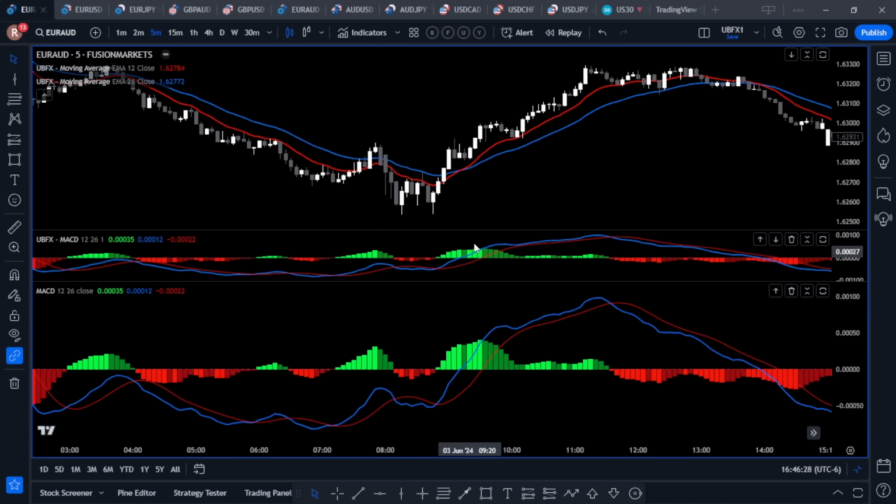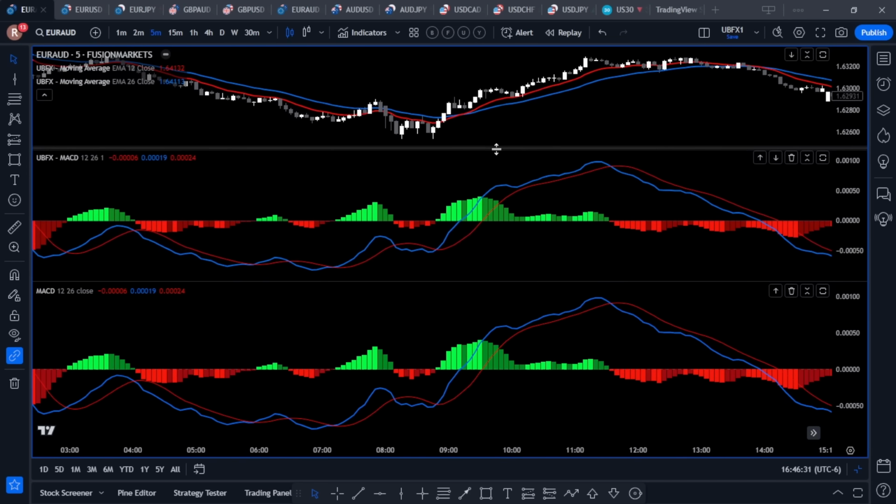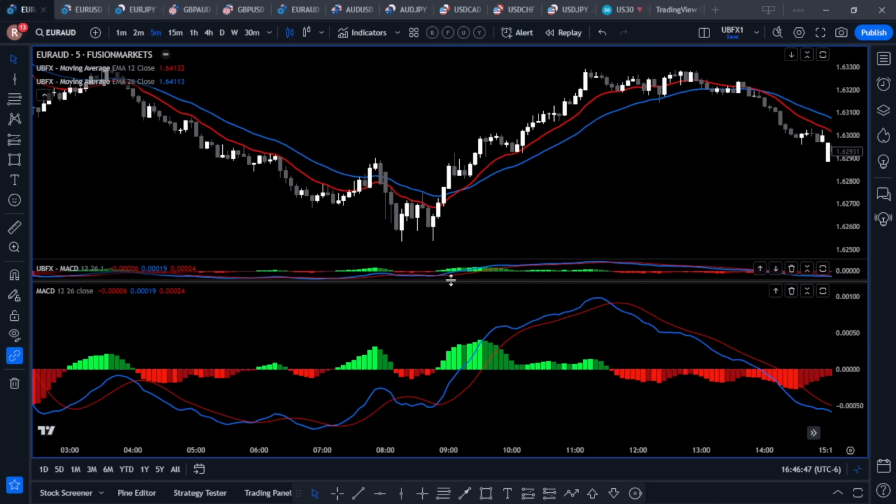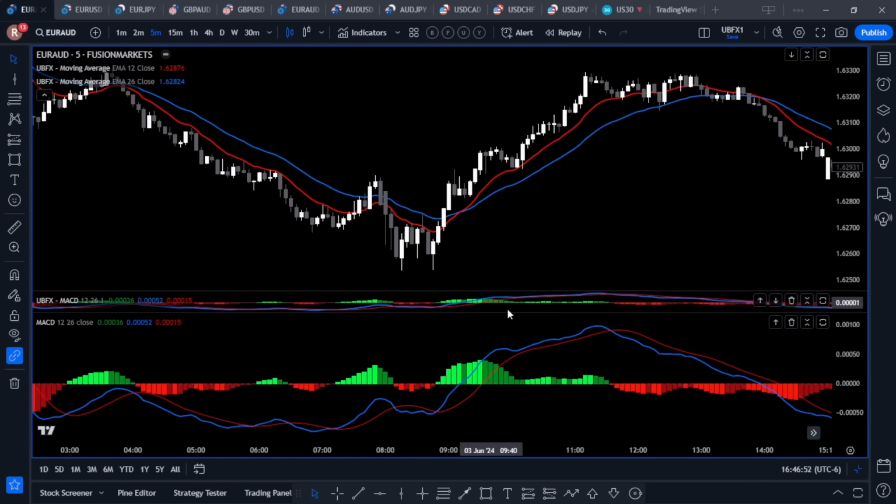So now we've got two MACDs that should be identical: my UBFX MACD that has a few other tools added to it, and the default MACD on TradingView. Now, what I want to do is show you how the MACD works, so I'm going to start eliminating some things. I've got two different moving averages on the chart: a 12 EMA and a 26 EMA. The red line is 12, the blue line is 26. That is the default settings for the MACD indicator.